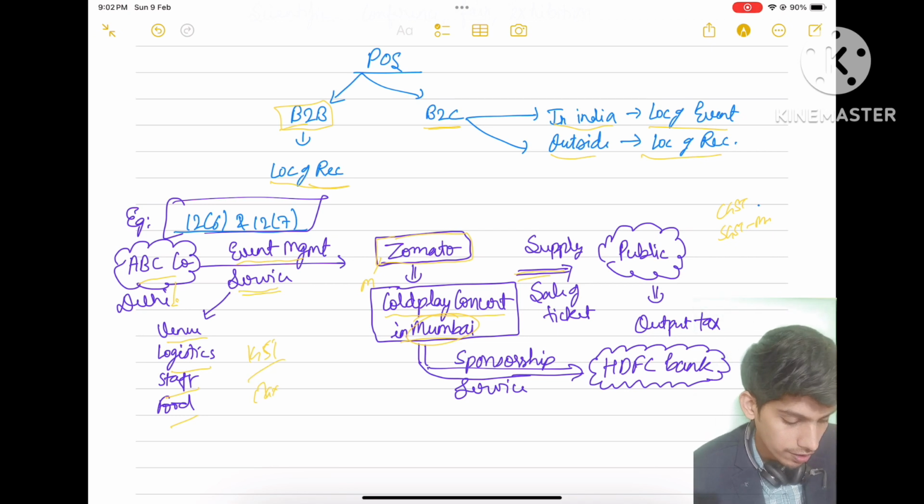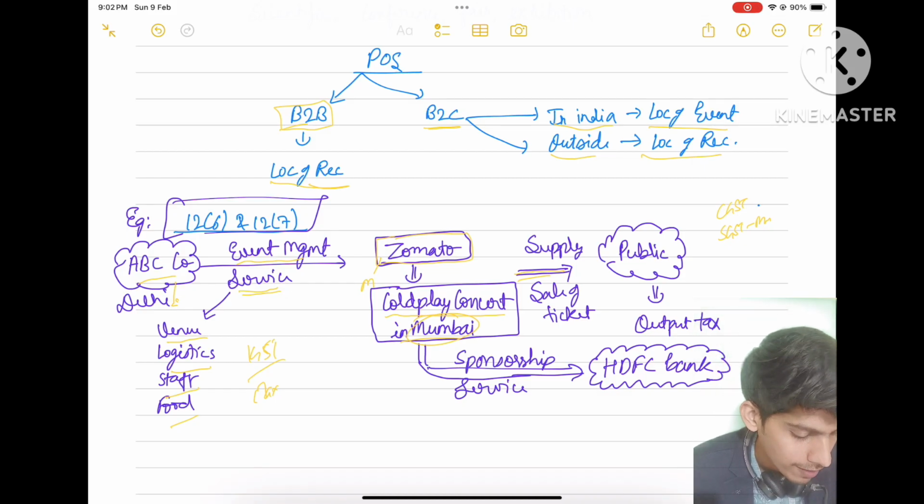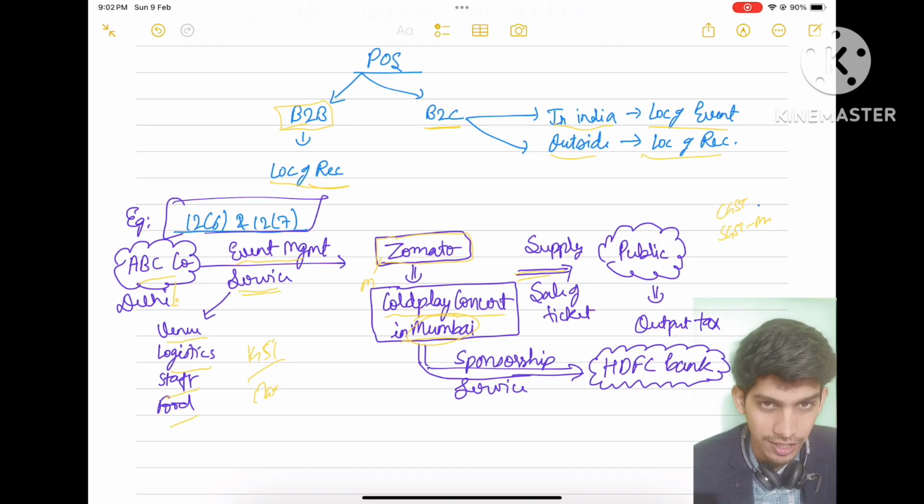Now Zomato will also provide sponsorship services. Like HDFC Bank says, I want to sponsor this event, then the concert will be called the HDFC Coldplay concert, or Coldplay concert powered by HDFC Bank. This sponsorship service provided by Zomato to HDFC Bank will be governed by section 12 subsection 7. Because HDFC Bank is a registered person, in this case you will take the location of HDFC Bank as place of supply.